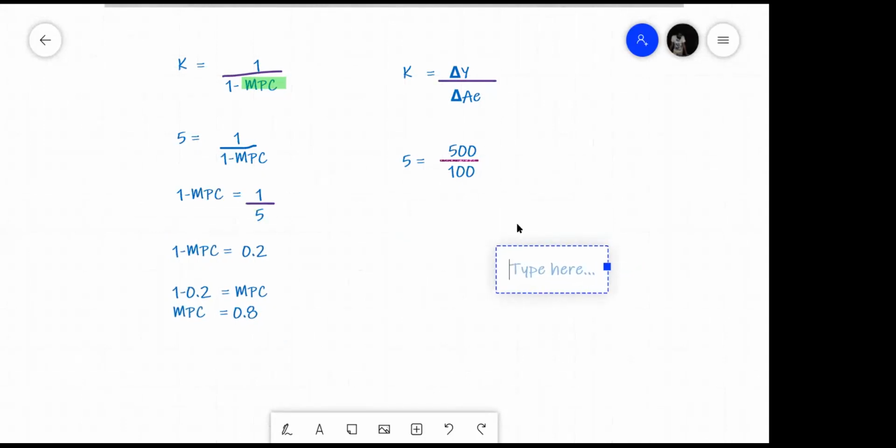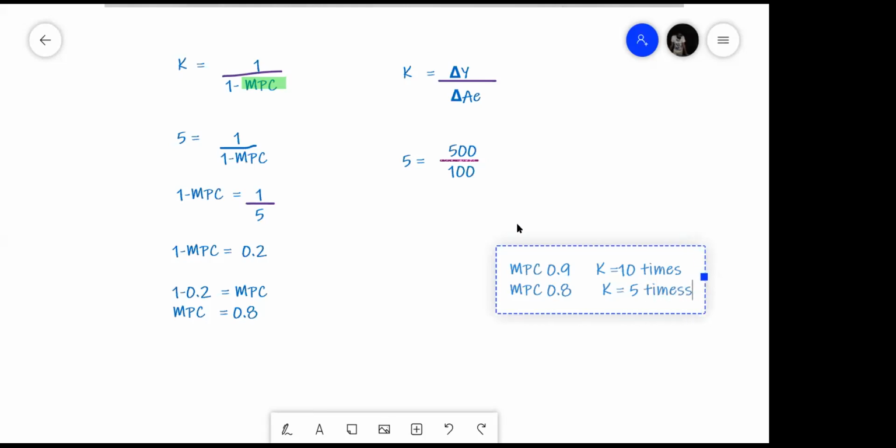I'll just tell you with practice. If the MPC is 0.9, the multiplier is 10 times. You do and see, you get the calculation. If the MPC is 0.8, multiplier is how much? 5 times. And these are the most usually tested ones. So MPC can be 0.75 also, all those things like that. But generally, this is the case.